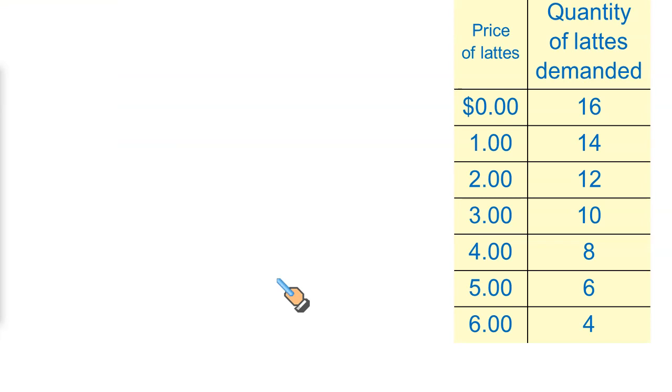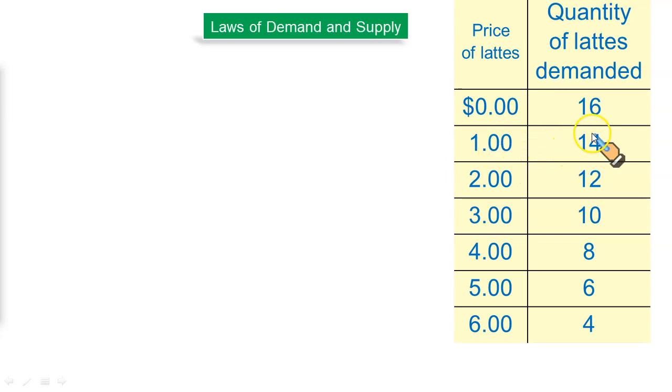All right, here we go. Just look at the right of your screen. What you see: if the latte is for free, 16 would be demanded. When the price is raised to $1, the quantity demanded falls. If the price increases further, the quantity demanded will fall further. And as we keep on increasing the price, the quantity demanded progressively falls. So at this price level, this is the maximum quantity of latte the consumers will be willing to buy.